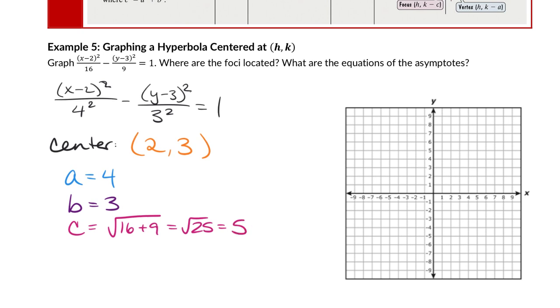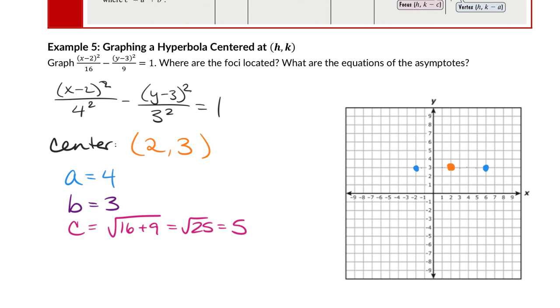Yay! Let's plot all of these things so far so that we can see how this changes when we are going off of the origin. This time our center is at 2, 3, so we plot that point in orange. There's our center. Now our vertices are going to be adjustments of that point, different directions, but we set a horizontal transverse axis. We can count 1, 2, 3, 4 spots to the right and 1, 2, 3, 4 spots to the left of that center.